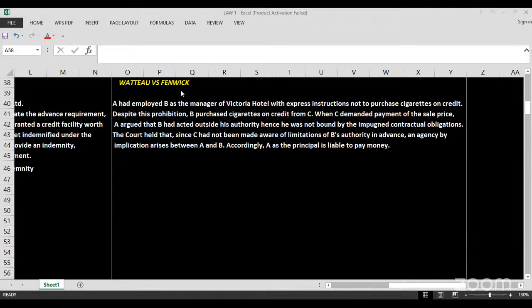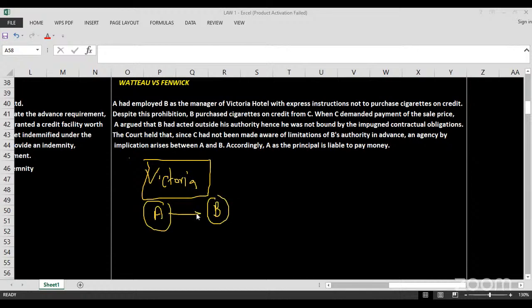Tier versus Sandvik. Okay, now A had employed B as the manager of Victoria Hotel. Now, there's a hotel called Victoria. So in this hotel, a person called A has employed B as the manager, with express instruction not to purchase cigarettes on credit. A appointed B as manager and is stating, okay, Mr. B, you don't purchase cigarettes on credit.